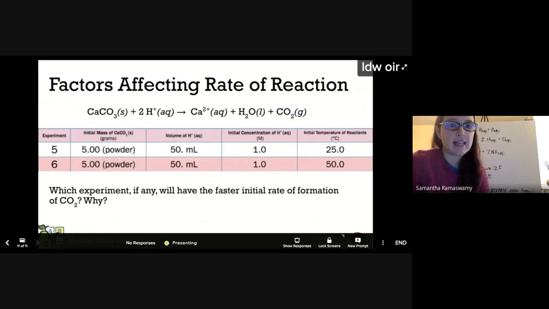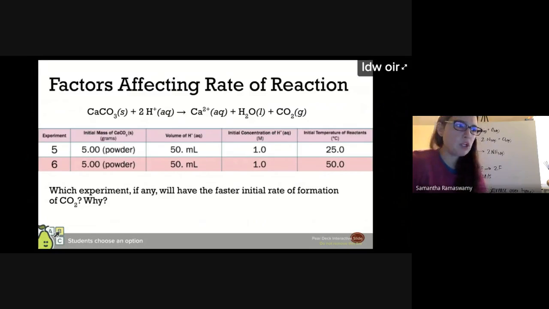So then the last question, experiments 5 and 6: which experiment will have the faster initial rate of formation of CO2 and why? Again, look at what's different. And then I want you to think to yourself again, tie it into collisions. Why will it have a faster rate of formation? Always tie it back to collisions. Just like with gases, kinetics is going to tie into collisions a lot.